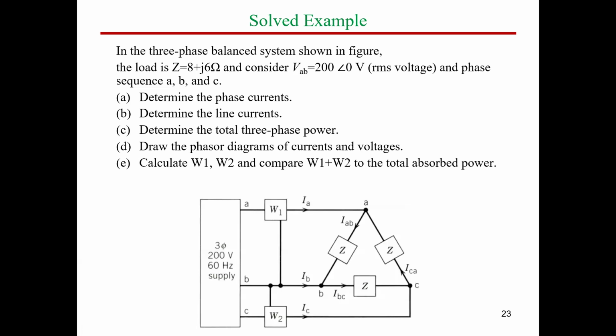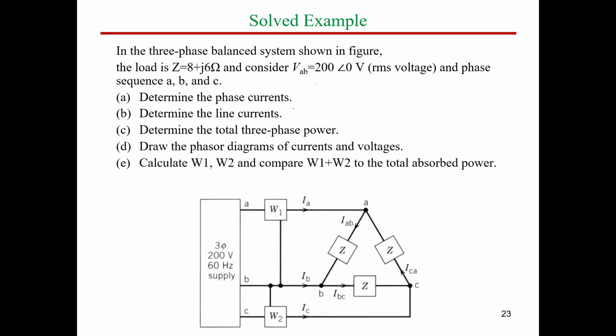So we have the load Z equals 8 plus j6, and consider VAB is 200 angle 0. As you can see, guys, we have a delta connected load. Z of every phase is equal, so we have a balanced 3-phase system. The impedance per phase is 8 plus j6.